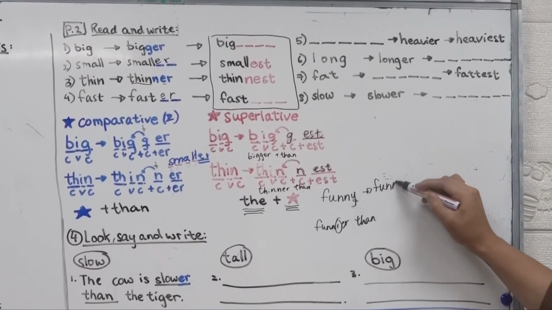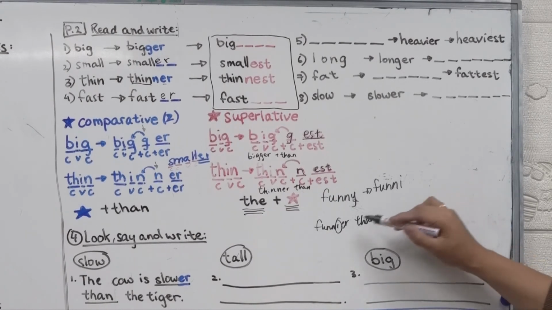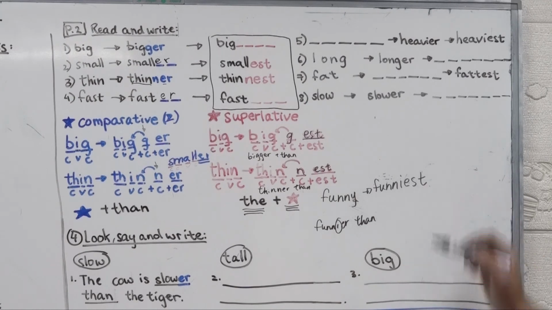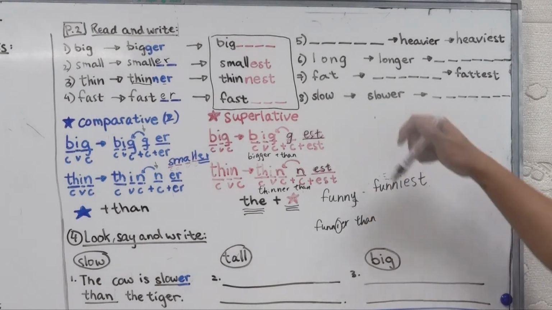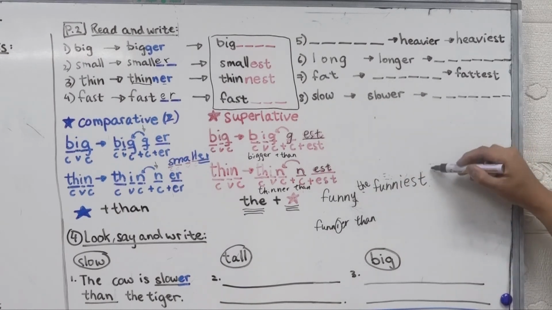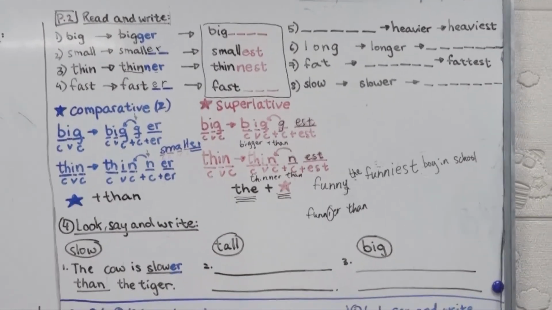So funny will become F-U-N-N. Change Y to I. And then not E-R, right? We will put E-S-T. Funniest. Will we say funniest then, or the funniest? No, right? The will come in between over here. So we will say the funniest boy in school. The funniest boy in school.